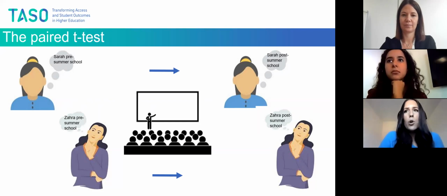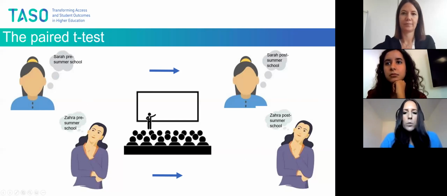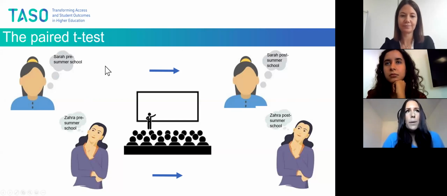So ideally what we want is to be able to find out whether our post-summer school survey scores are significantly higher than our pre-summer school survey scores. So that's what a paired t-test will find out. And obviously if the difference between our pre-summer school and our post-summer school scores is 0, it means that there hasn't really been a change in our attitudes towards HE as a result of the summer school. So that's what our paired t-test will help us find out.